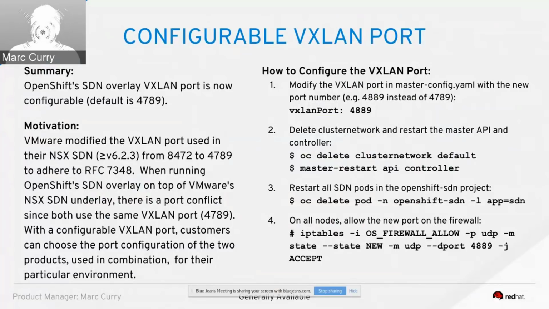So customers do have the option of modifying the VXLAN port in VMware to resolve the conflict, but often that either isn't possible or reasonable for whatever reason to do in their environment. So we also made the VXLAN port configurable in OpenShift to give customers choice in how they choose to resolve the issue. Next slide, please.